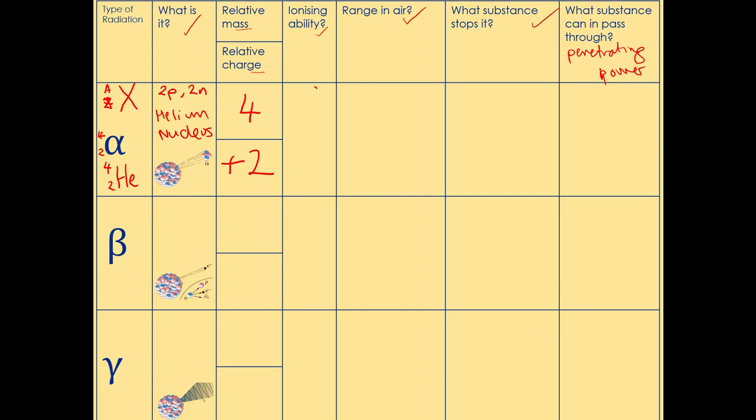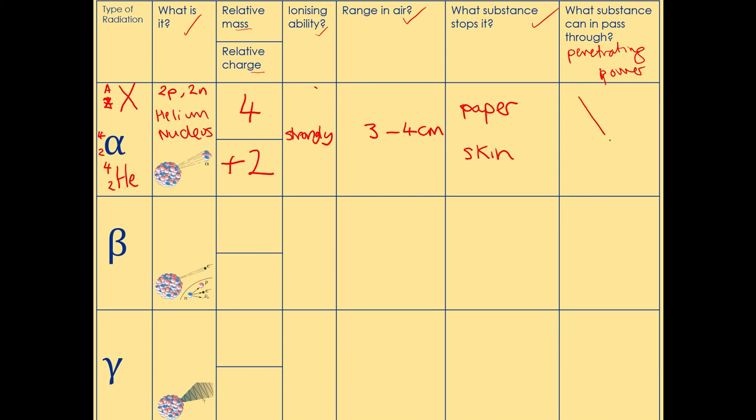So alpha, we have just said, is strongly ionizing, and what we've said is that means it stops easily. So it only takes about 3 or 4 centimeters of air to stop alpha. It's also stopped by some other very thin substances. In terms of a non-biological substance, it is stopped by paper. In terms of a biological substance, it is stopped by skin.